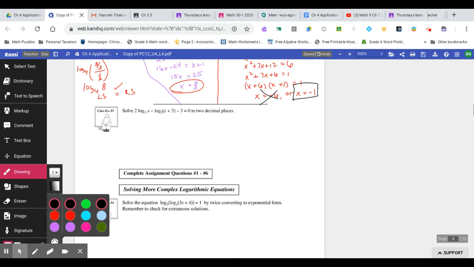All right, you can press pause if you need to go back and look at it. Let's do the next question. It says solve 2 log base 3. Oh my goodness, right? What are we going to do? Well, what should we do with the 2 out in front? It's kind of in the way.